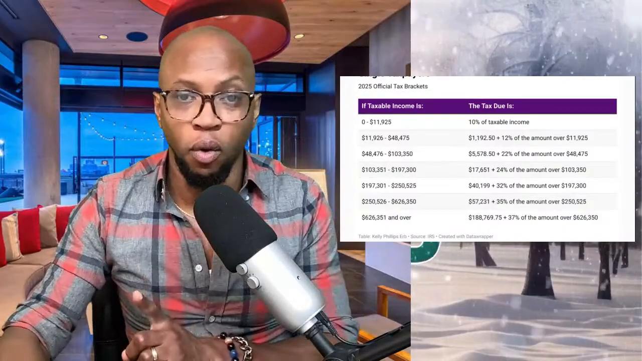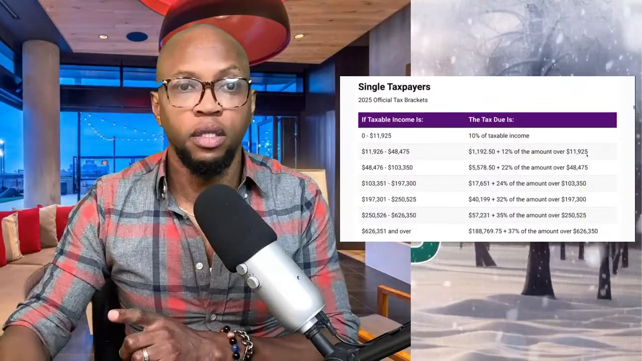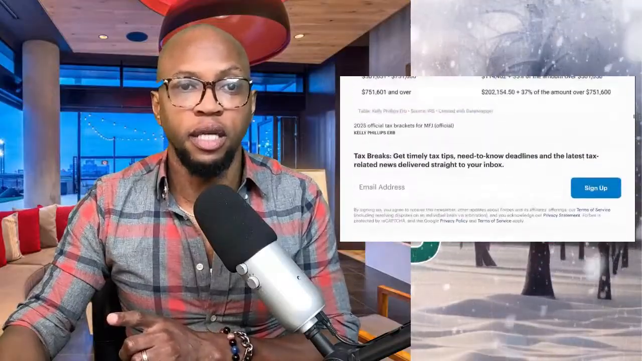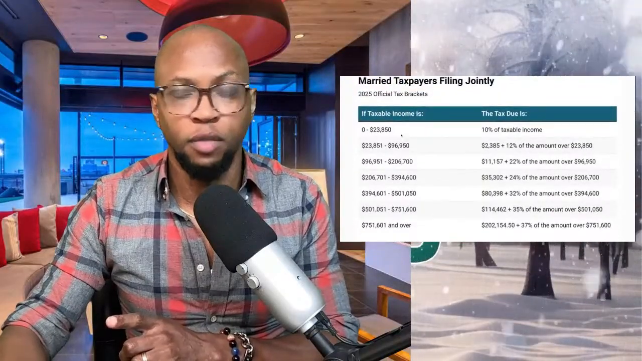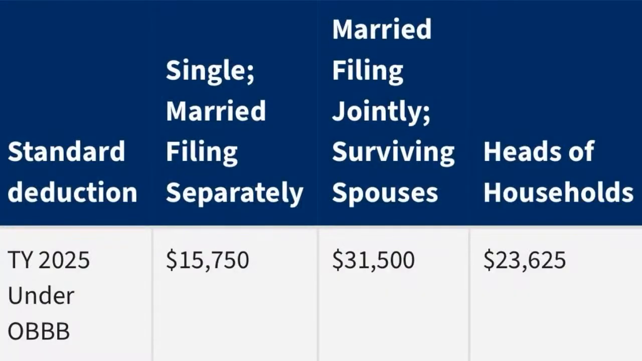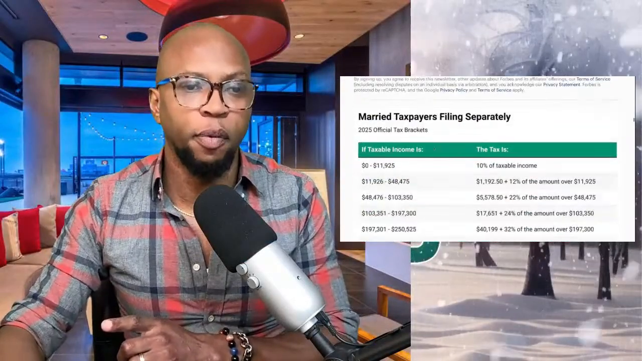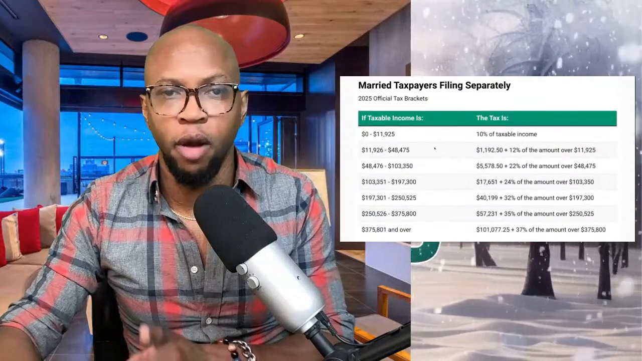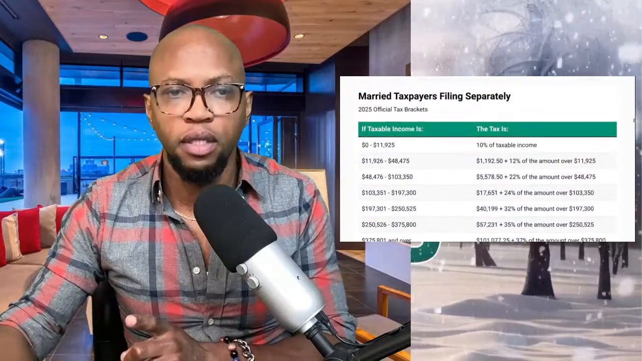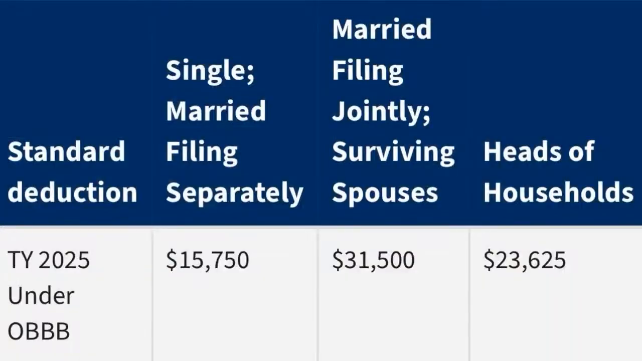Now, this is for 2025, but it also is specifically for single taxpayers. Obviously, this changes as you go to married, as we saw here. And it's different for married filing separate, which you'll notice is very similar. Married filing separate looks very similar to single. And that's why on this, they just combine them all.